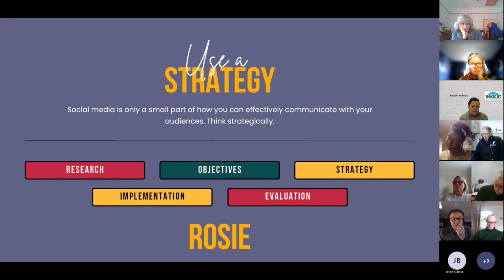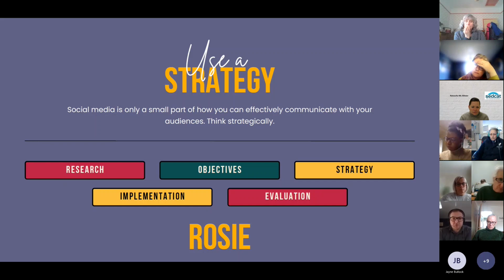And then the evaluation stage. A lot of people, when they run a campaign, sometimes forget about that, but evaluation is really important. If you run a project or a campaign, it is so important to look back and see what worked, what didn't work, and what you could do differently in future if you run another campaign.